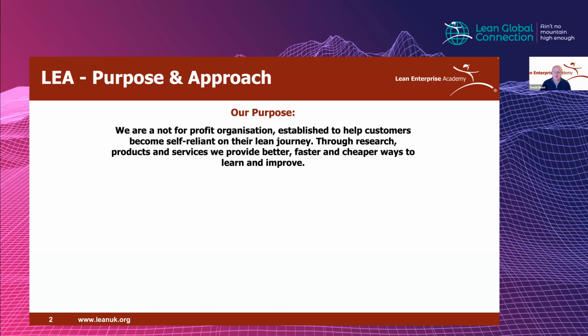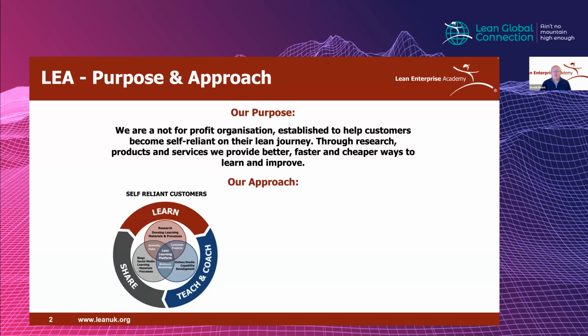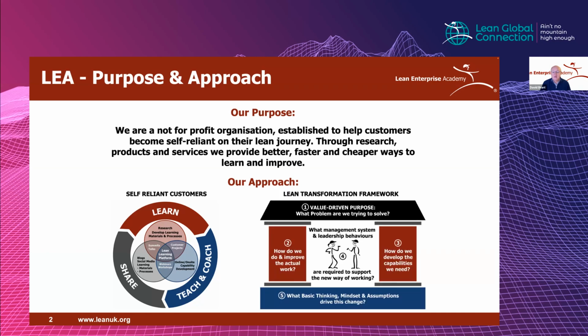Okay, so Dan Jones founded the Lean Enterprise Academy in 2002 as a not-for-profit organisation. We're also a founding member of the Lean Global Network. Our purpose is to help people become self-reliant on their lean journey. We've got products and services that we offer to customers based around three key value streams: learn, teach and coach, and share. And at the intersection of each of those processes is our Lean Learning platform, where we are publishing learning processes and materials required to learn and implement Lean. The learning processes and materials are organised around the Lean Transformation Framework, which we both research and develop with partner organisations, and you'll learn more about how we use the learning processes we develop through the platform today.